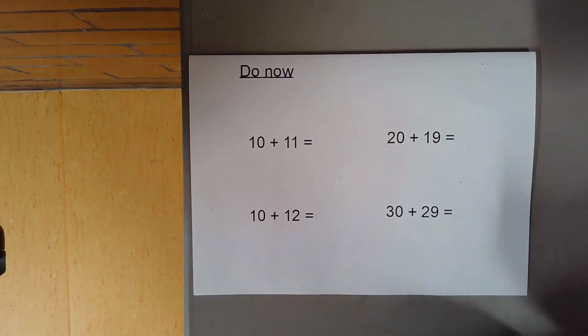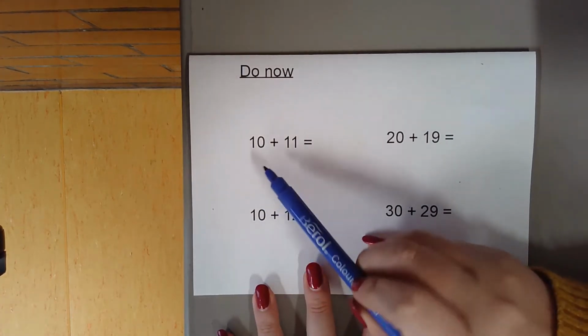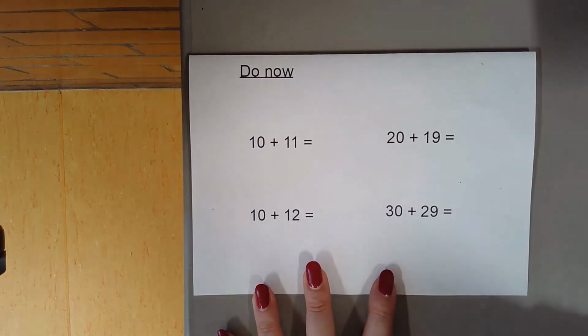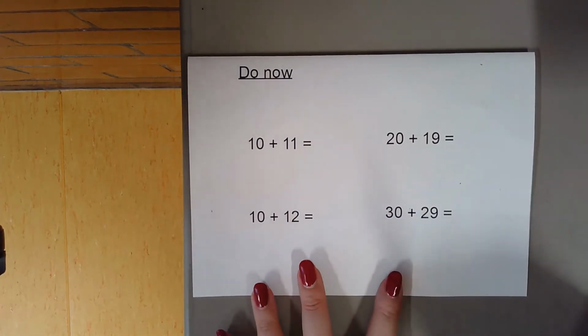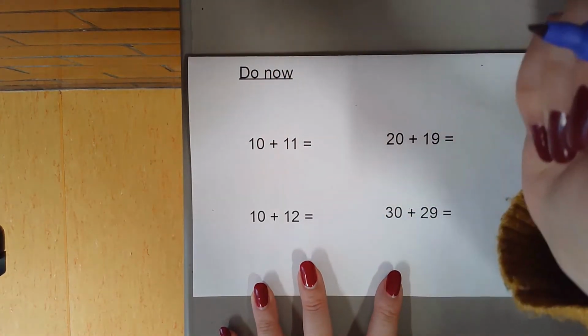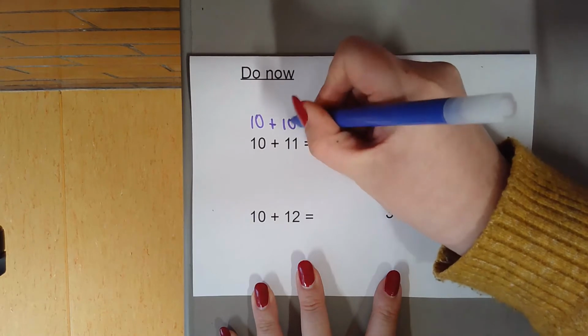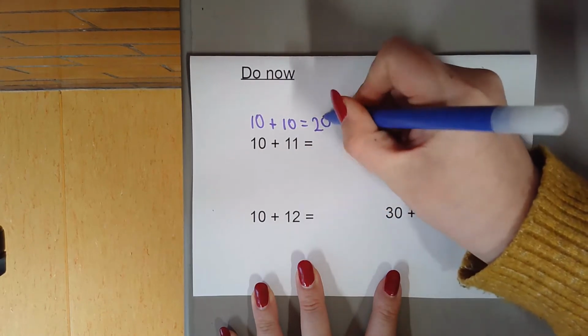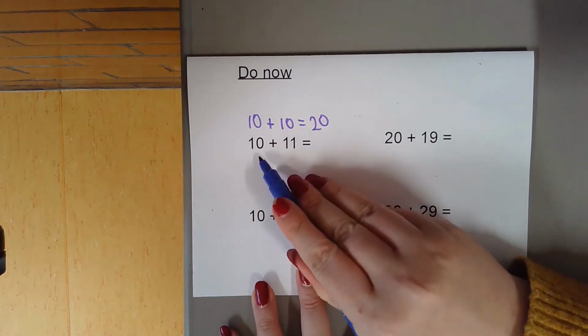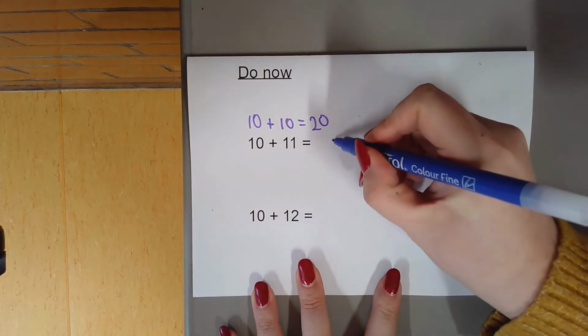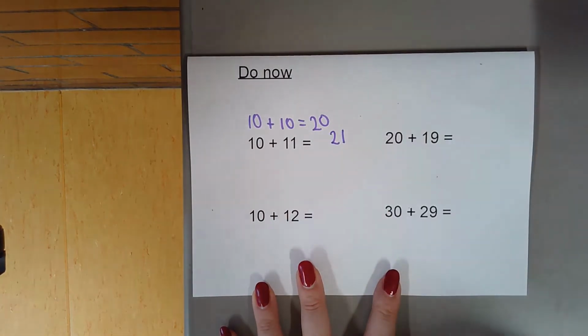Hello, your do now today is going to look similar to this one. I'm going to model it, then you're going to do your do now. So, calculation: 10 add 11. I'm going to use my knowledge of near doubles to help me. If I know, then I know. I know that 10 add 10 equals 20. Therefore, I know that 10 add 11 equals 21.